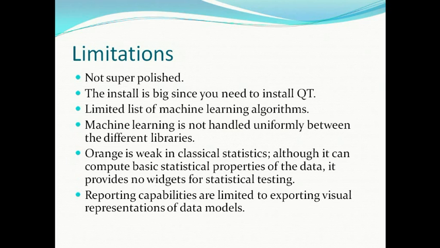So the first limitation of using this Orange tool is it is not super polished. And the next one is the installation is big since you need to install Qt. And the next limitation is it has a limited list of machine learning algorithms. And the next limitation is machine learning is not handled uniformly between the different libraries. And Orange is weak in classical statistics, although it can compute basic statistical properties of the data. And the next one is the reporting capabilities are limited to exploiting visual representation of data models.